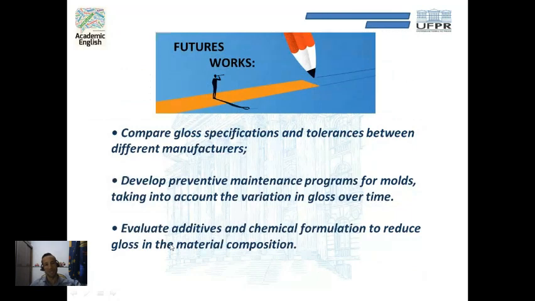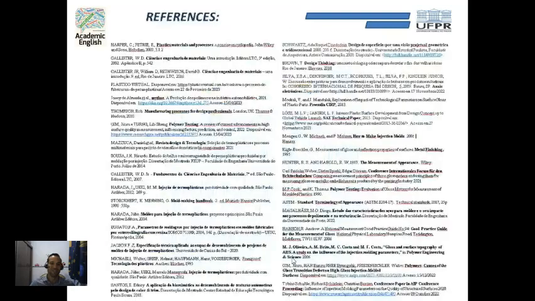Finally, we can see future works: compare gloss specification and tolerance between different manufacturers, develop a preventive maintenance program for molds taking into account the variation in gloss over time, and evaluate additives and chemical formulation to reduce gloss in the material composition. So finally, we can see the references used in this article.